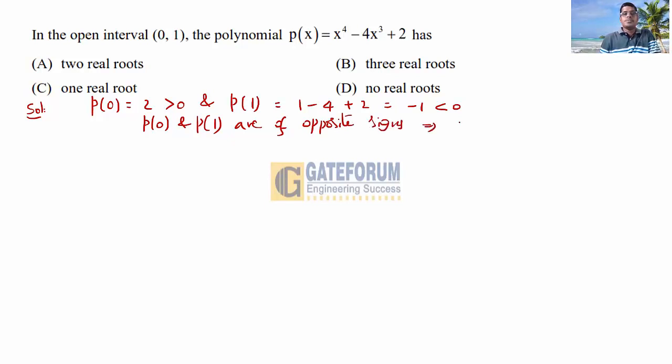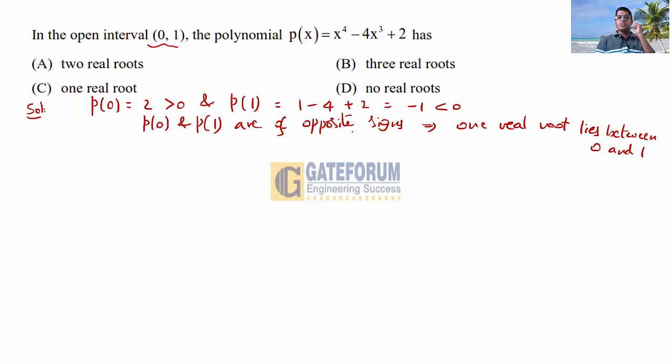This implies one real root lies between 0 and 1. And they are asking in the open interval: 2 real roots, 1 real root, 3 real roots, no real roots. So option D is wrong.